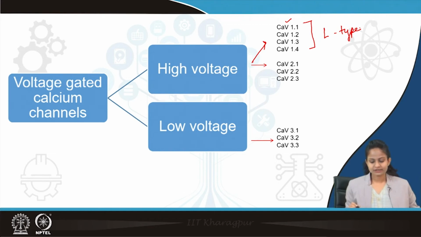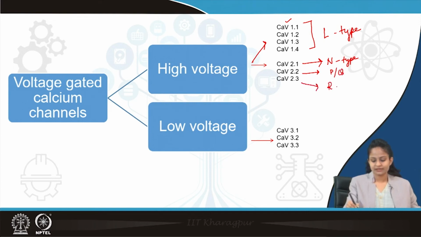Then we come to calcium voltage gated channel 2.1, this is mainly N type. Then we have 2.2, this is mainly P or Q type. Then we have 2.3, this is mainly R type. We will discuss this further in further slides. And 3.1 to 3.3, this all comes under T type of calcium channels.